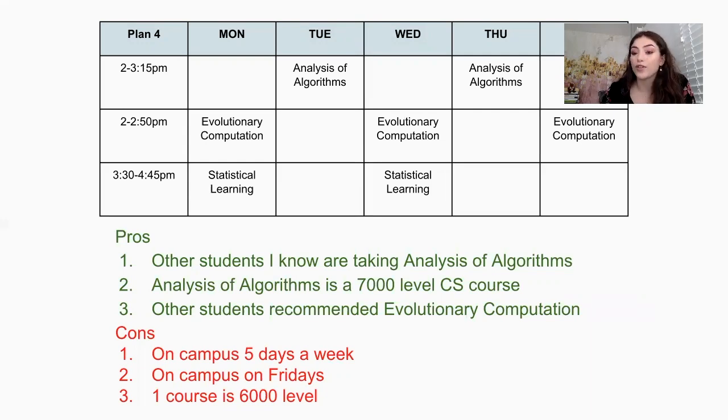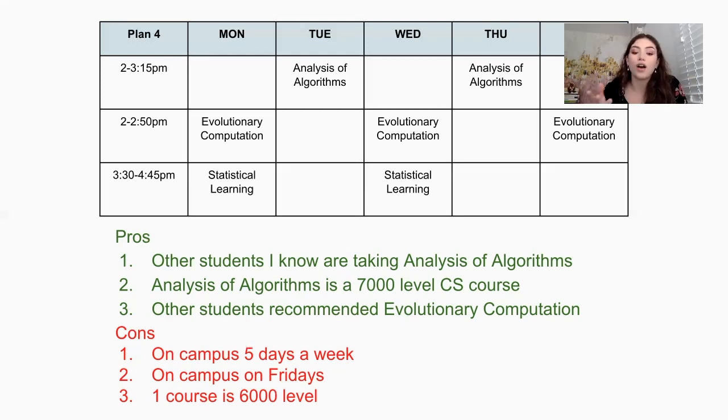So the pros for this is that I know other students are taking analysis of algorithms, which I hear is difficult, but if other people I know are taking it, then I should probably take it when they are taking it. So that way we can work together and have study sessions and all of that. And then the analysis of algorithms course is also 7,000 level, which helps me. Other students recommended evolutionary computation.